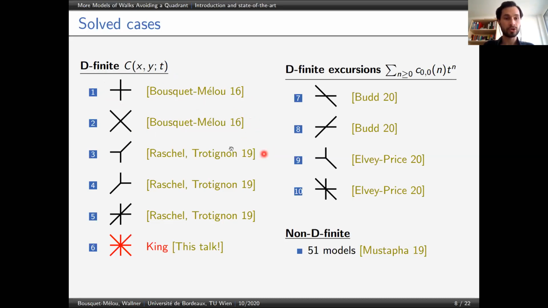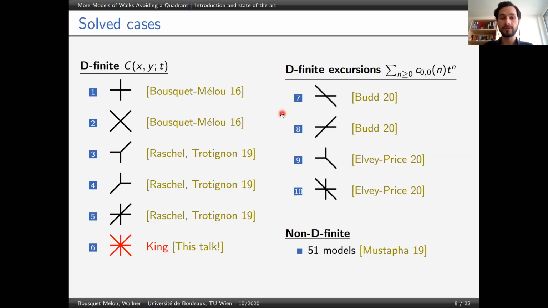Later on, Rachel and Trottignon solved these additional three cases. And in this talk, I'll show you that the king is also definite, that the king walks also fall into this class. Furthermore, we have some partial results. For some of these classes, it has been shown that the generating function of excursions, which is the generating function shown here of the number of walks ending at the origin again after n steps, is definite as well. Note that if the full generating function is definite, then by closure properties, also the generating function of excursions is definite. Therefore, these four cases give strong hope that the full generating function is also definite.